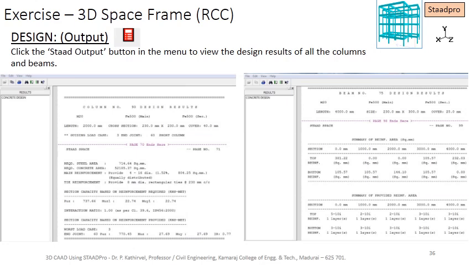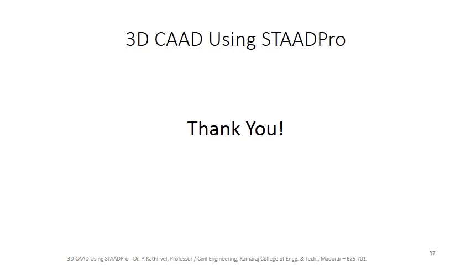The design output can be visualized by clicking the STAAD Output button at the top and clicking Concrete Design on the left hand side. The design summary of each and every column and beam is listed one below the other. Here also the area of steel required with the dimensions are listed for verification. That completes the exercise of 3D CAD modeling, analysis and design of a space frame with RCC using STAAD.Pro.